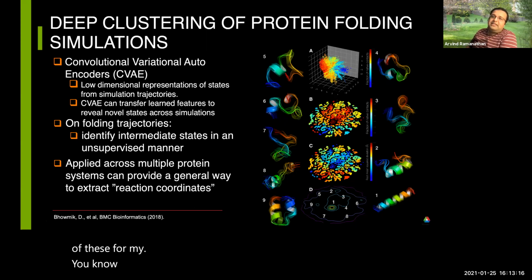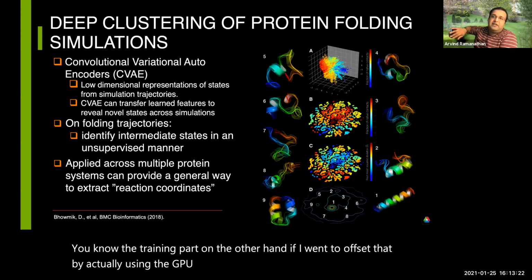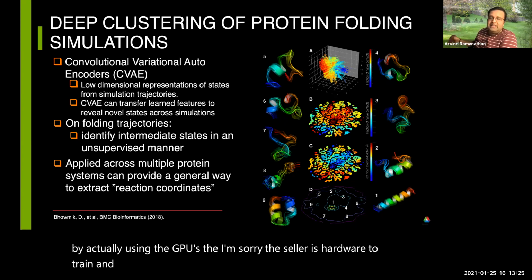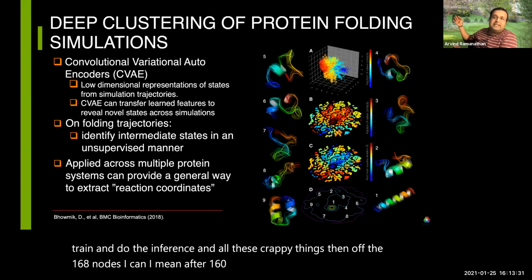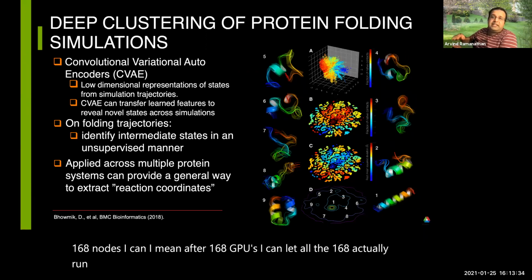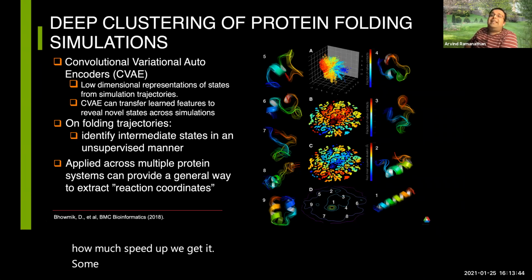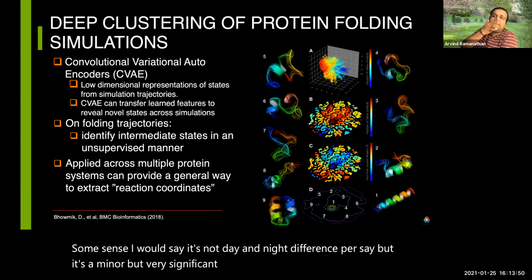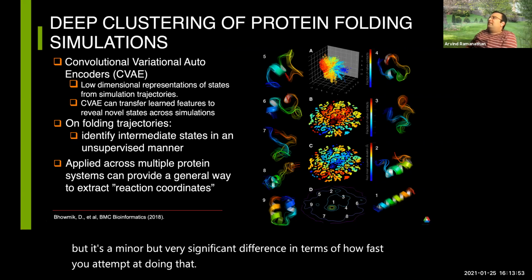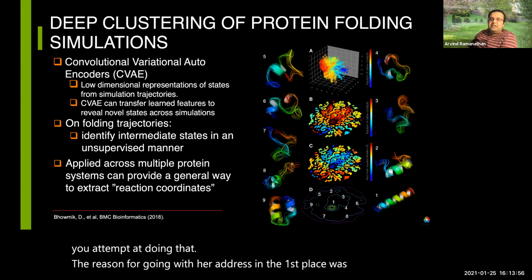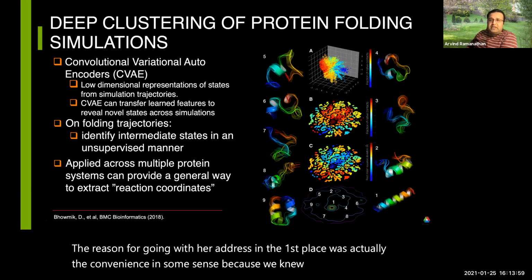On the other hand, if I were to offset that by using the Cerebras hardware to train and do the inference, then of the 168 GPUs, I can let all 168 actually run their simulations. That adds to how much speed up we get. In some sense, I would say it's not a day and night difference per se, but a minor yet very significant difference in terms of how fast you can do that. The reason for going with Cerebras in the first place was actually convenience in some sense, because we knew the hardware from the beginning and so on.